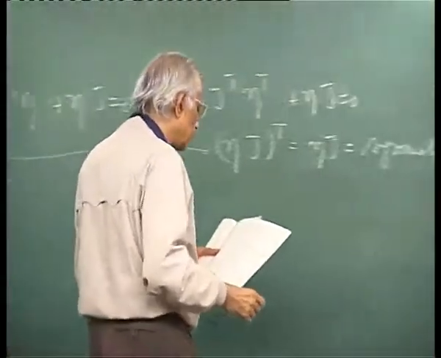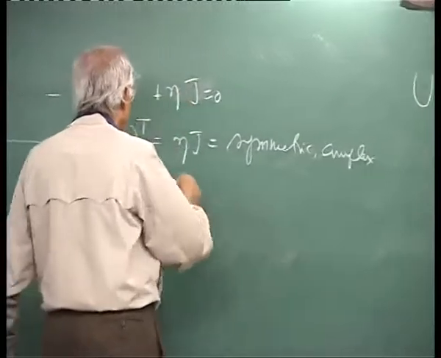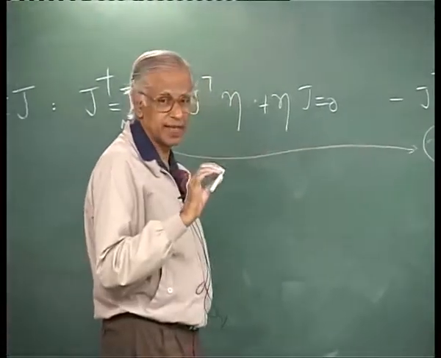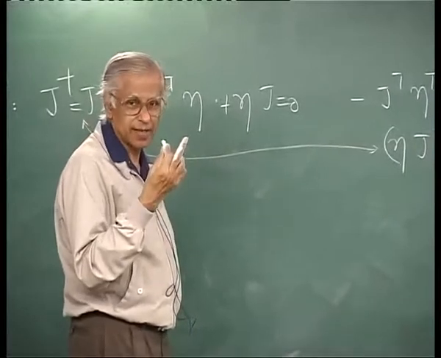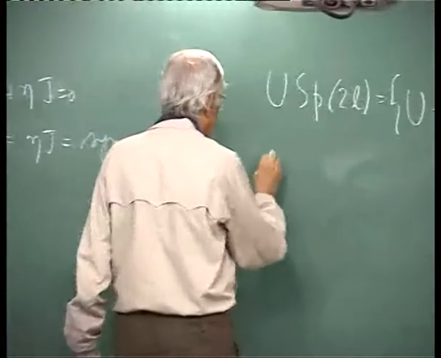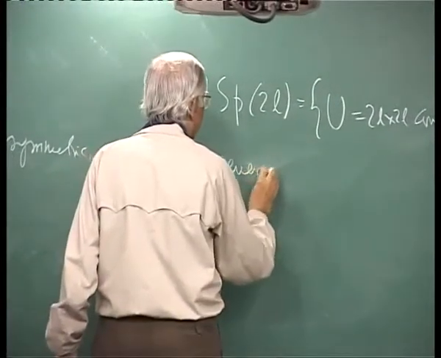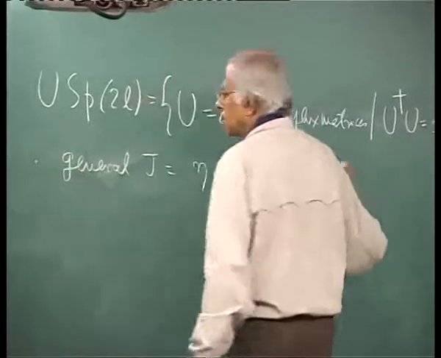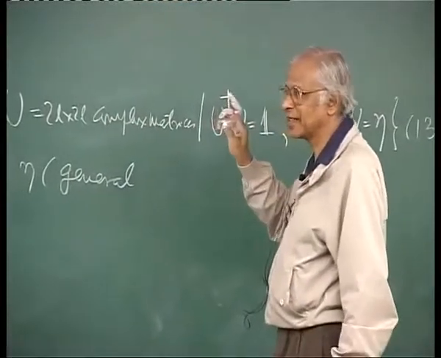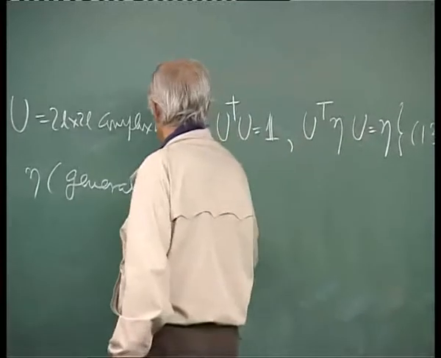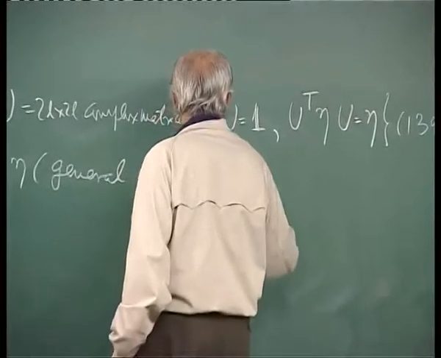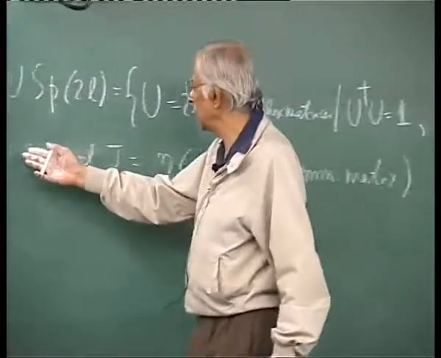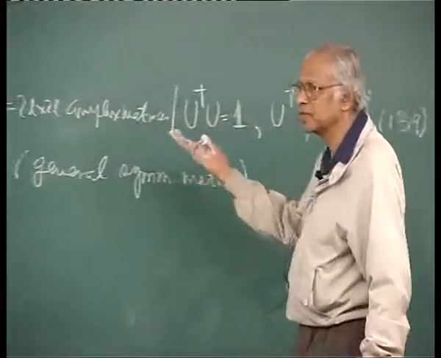So, the best way to handle this condition that eta J must be symmetric. Now remember, eta squared is minus 1. So the most general J is equal to eta into a general what? What kind of matrix? Eta squared is minus 1. General symmetric matrix. This is the symplectic condition. Because if this is true, eta times J will be symmetric. Eta squared is minus 1, doesn't matter.